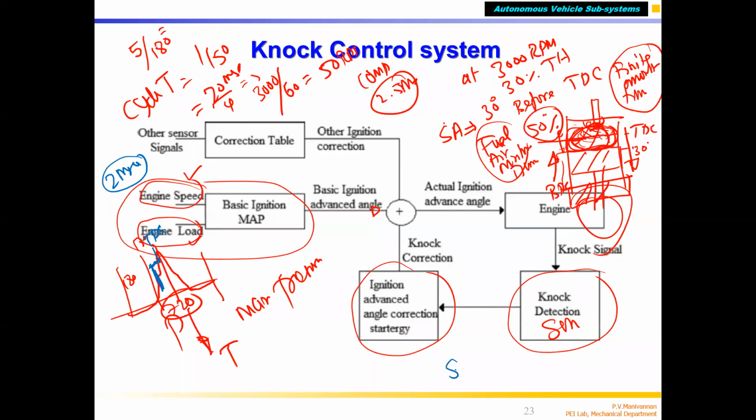It is called the spark advance angle, correct? Advance angle, I say SA, before TDC. This is the TDC location, correct? So that depends on engine speed. For 3000 RPM, you say this one.